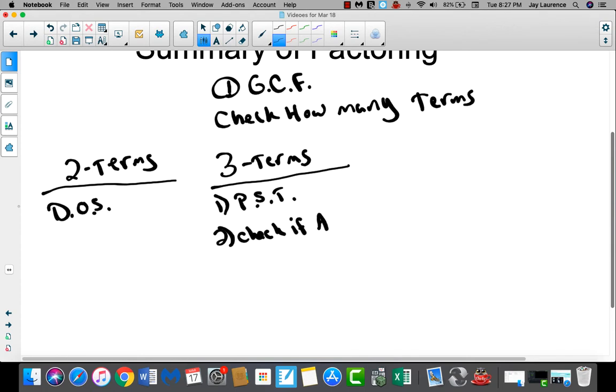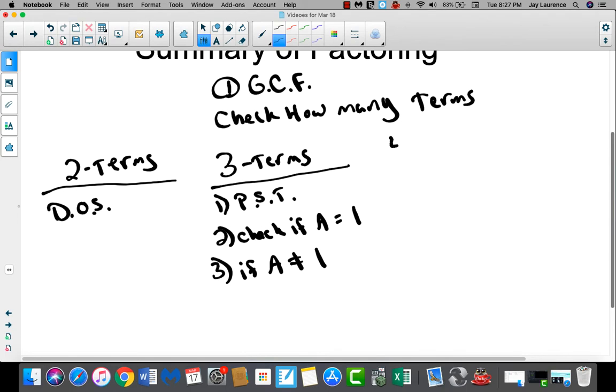If it's not a perfect square trinomial, we can check if a equals 1, and if a equals 1, we just list the factors of c, and then we either have to add or subtract those factors to get the middle term, right? Now, if a does not equal 1, it's similar, but it's more complex because we have to list the factors of a and the factors of c. We have to multiply them together and then combine them in such a way to get b, right?